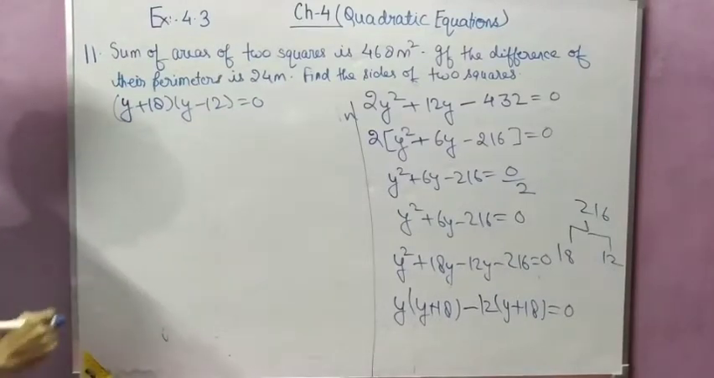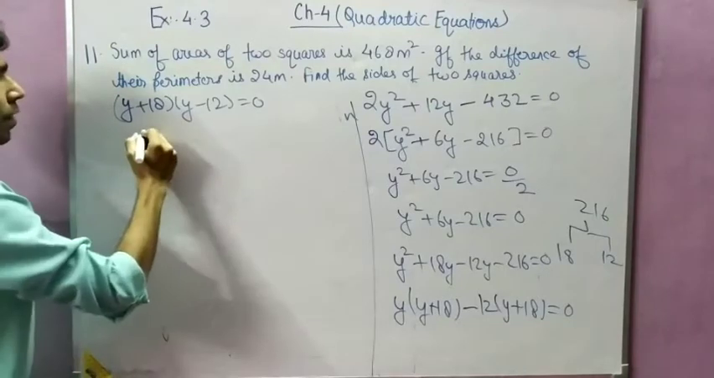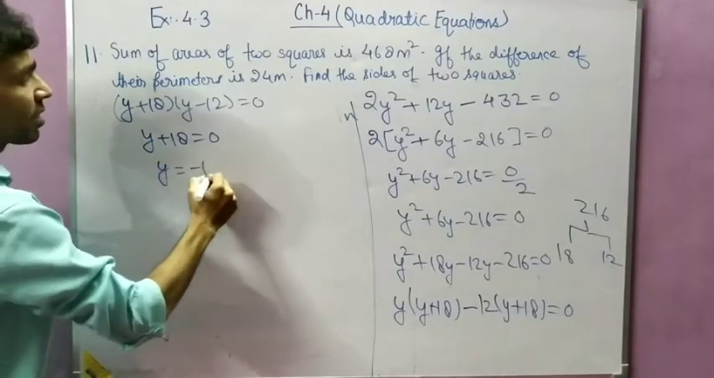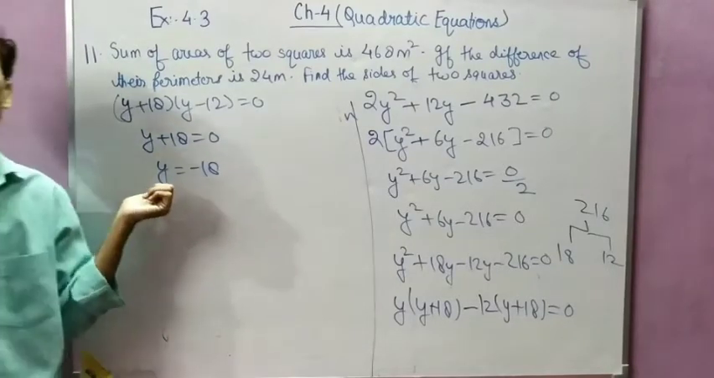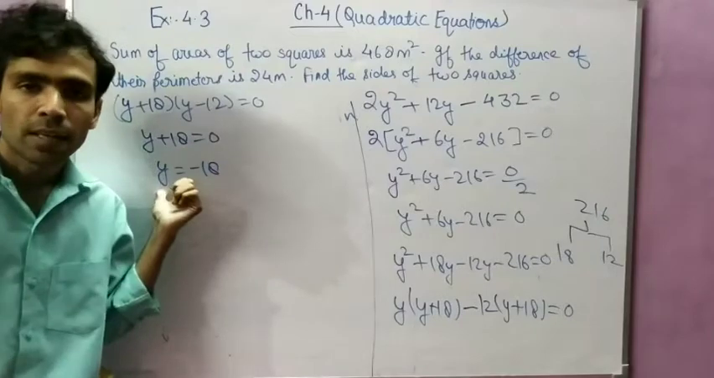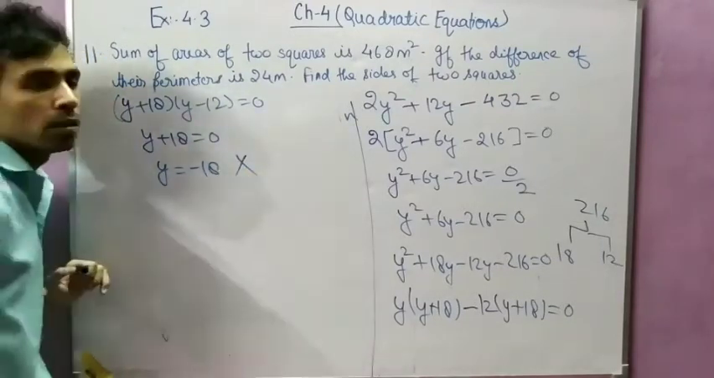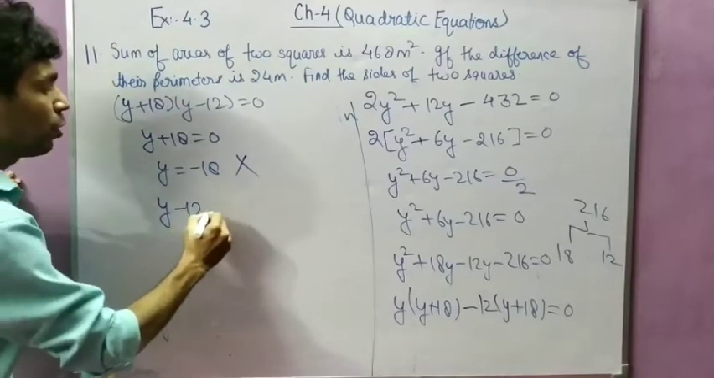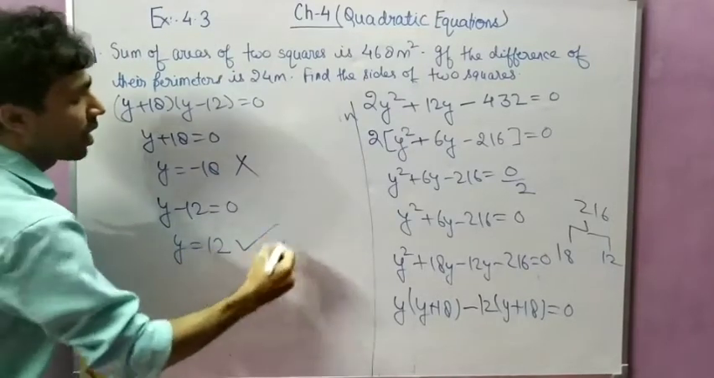Now we will equate these two factors separately equal to 0. So when y plus 18 equal to 0, we will get y equal to minus 18. Now what was y? y was the side of the second square, and we all know that a side cannot be negative, so this value we will not take. Now move to the second factor, that is y minus 12 equal to 0. So from here we can write y equal to 12. Yes, it is possible.